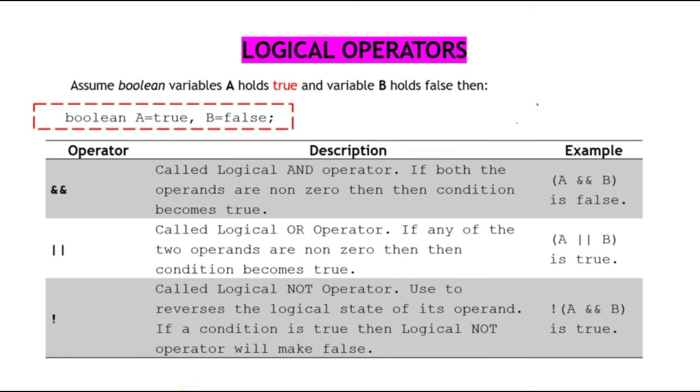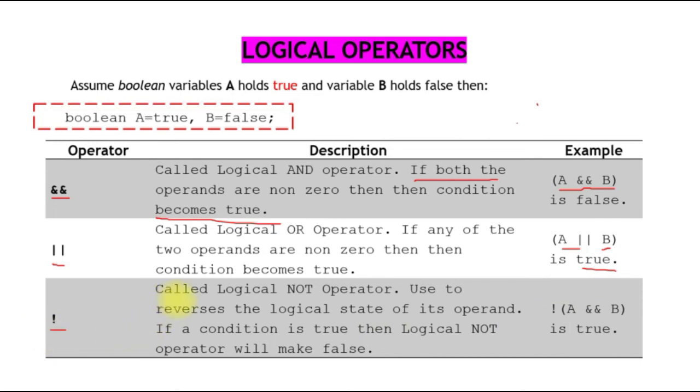Next is the logical operators. So, meron tayong 3 types of operators under logical. The logical AND, the logical OR, and the logical NOT. So, logical AND, if both operands are true, then the condition becomes true. So, meaning, yung operand A and B dapat is both true para ang result ay true. Next is logical OR. If any of the two operands are non-zero, then condition becomes true. So, A or B. Kapag isa sa kanila ay true, the answer is true.